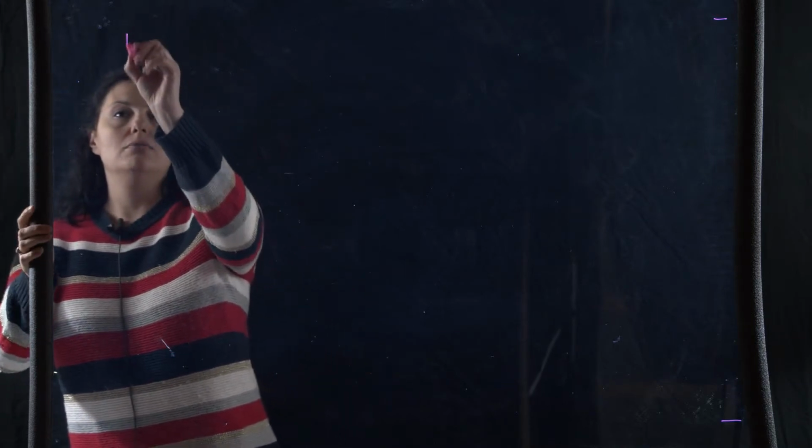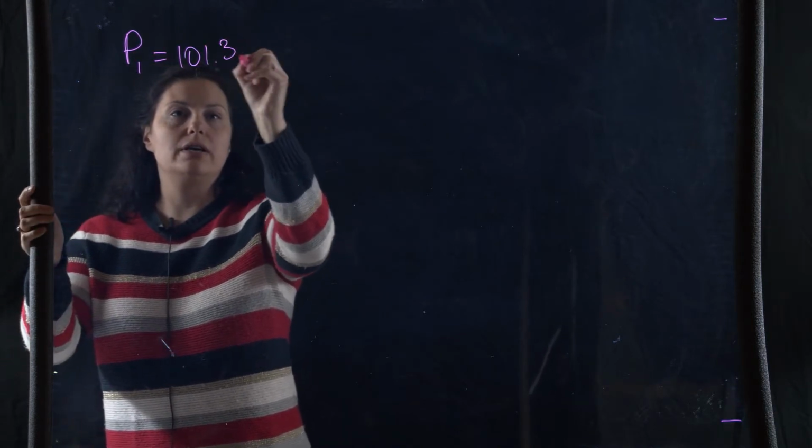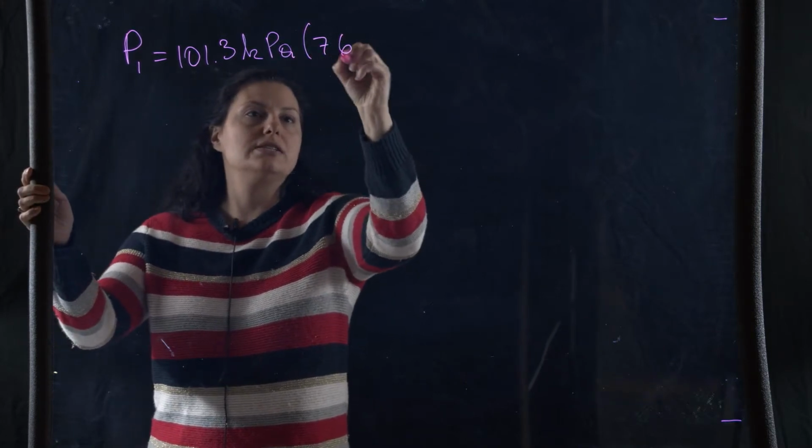Okay, this is a video of the problems on Henry's Law from chapter 11. Let's do the first problem. At 20 degrees, the concentration of dissolved oxygen in water exposed to gaseous oxygen at a partial pressure of 101.3 kilopascal. So my initial pressure is 101.3 kilopascal, or 760 torr.